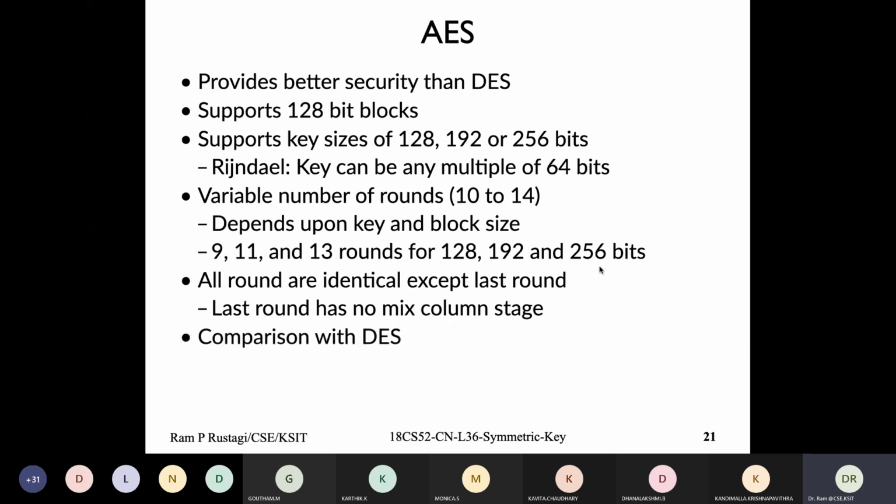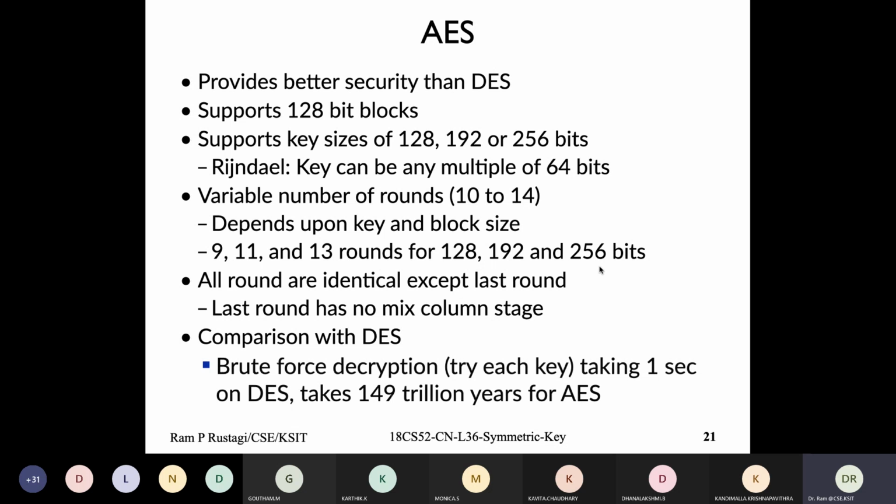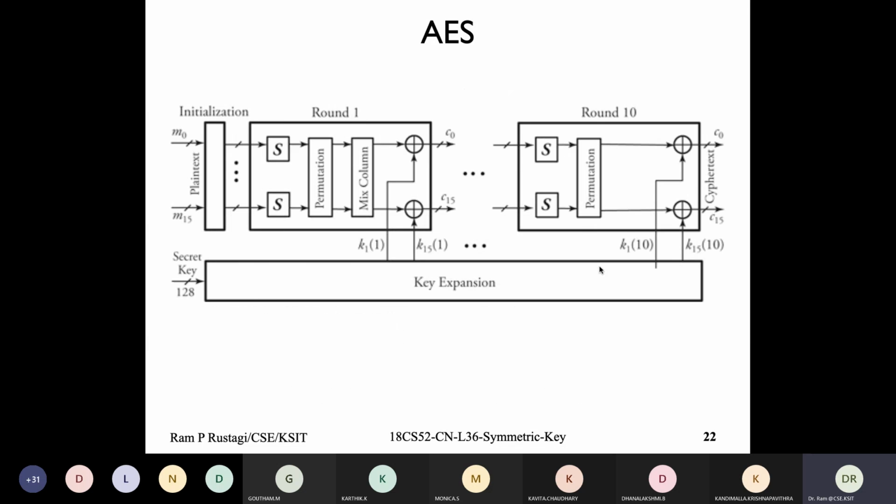In the last round, there is no mix column. I'll talk about what a mix column really means. It is much better than DES. Assuming that a brute force attempt for each encryption takes 1 second, then with the same key mechanism, breaking AES would take about a trillion years. And that means it is a lot more secure time-wise. It cannot be broken just like that.